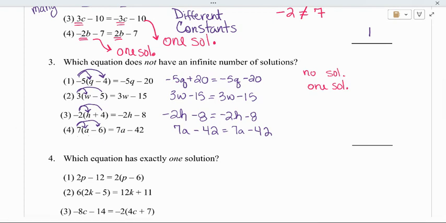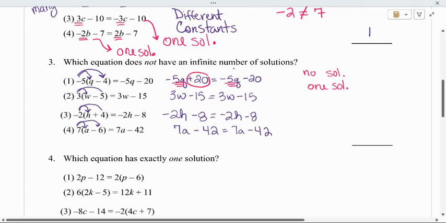What do you notice about it? What kind of solution is this going to have? What's the same? What do they have on both sides? The same what? They have the same variable. They have the same variable term. Okay. What else do they have?